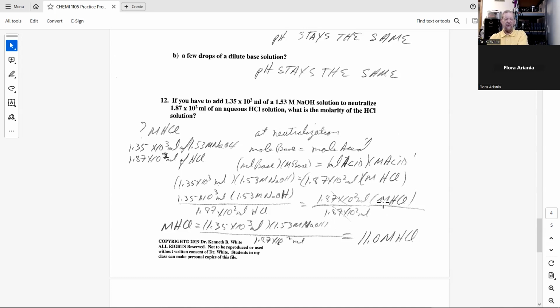Now, I'm going to rewrite this. So this would be molarity equals this right here. Notice milliliters cancel out. You're left with molarity. And don't forget, use proper significant figures for all calculated answers. In multiplication and division, you get the same number of significant figures in your answer as the number with the fewest significant figures. This is 3, this is 3, this is 3, this is 3. Now, you could have also written this 1.10 times 10 to the 1. Same thing.